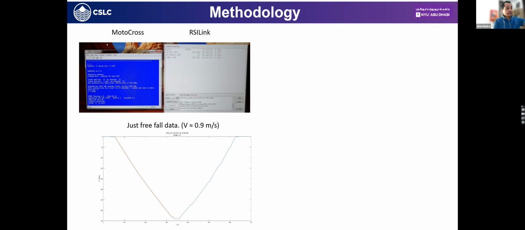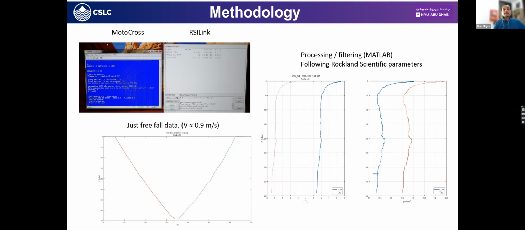As you can see, it's a clear pattern to reach the depth we want to reach, and to come back we have to use manual force. That's why we have some bumps here, and those are discarded, the upcast. So we just consider the downcast. And for processing and filtering the data, we use some scripts from MATLAB.